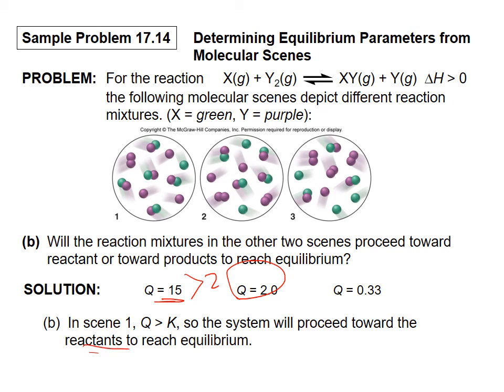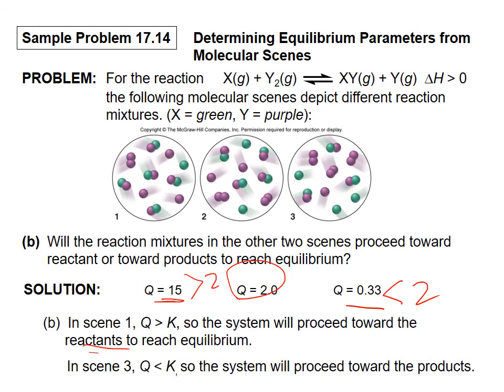On the other hand, for scene 3, Q is 0.33, less than 2, and therefore in this mixture you have more reactants than the equilibrium composition. The reaction will go forward to the right side, towards the product, to generate more product.